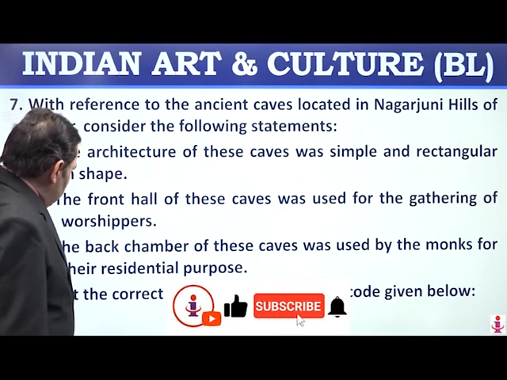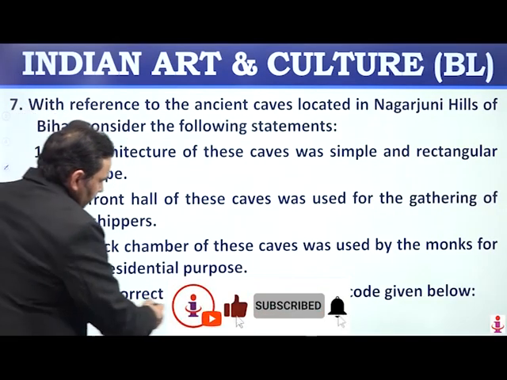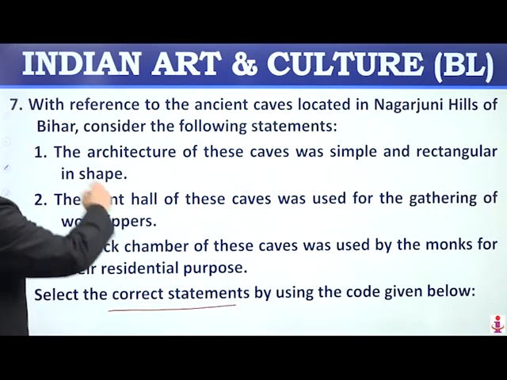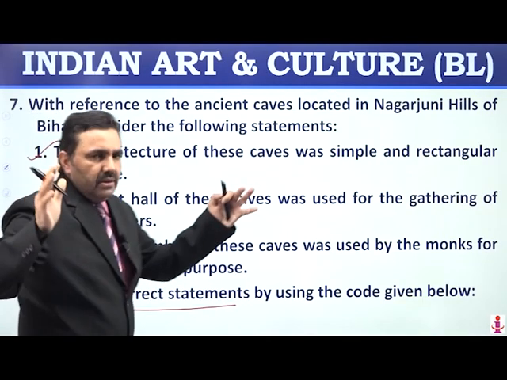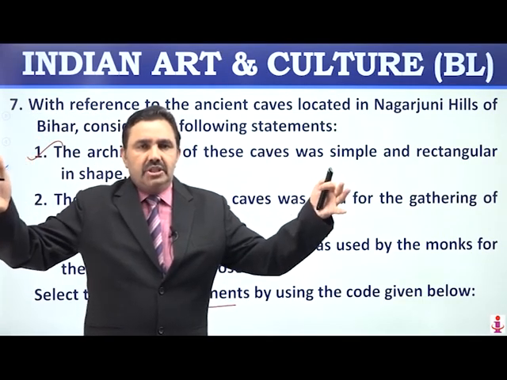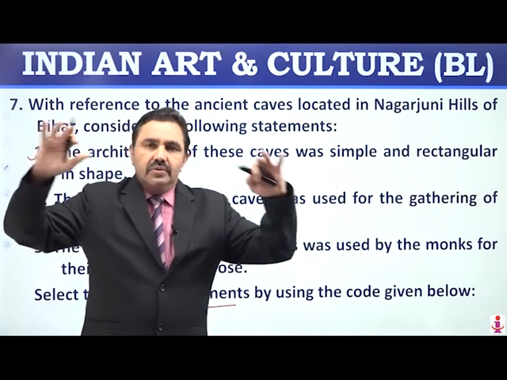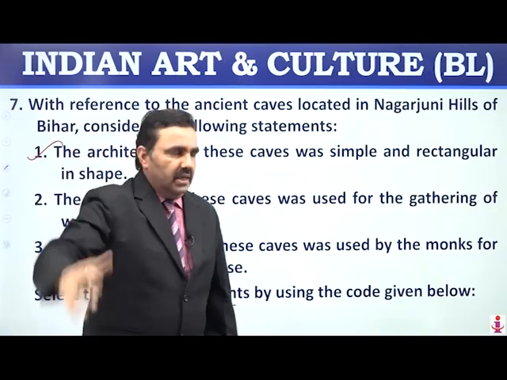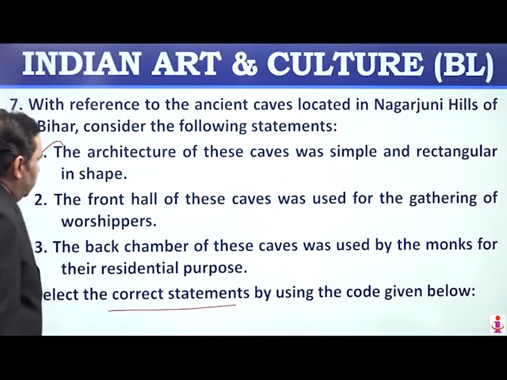Consider following statements, and you have to choose the correct statements. Let us see. The architecture of these caves was simple and rectangular in shape. So these were basically simple rectangular halls cut into the hill. There was little ornamentation. The walls and the roof used to have a glossy polish similar to the polish found on Ashokan pillars, but design-wise these were simple.